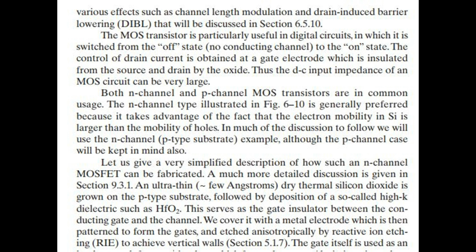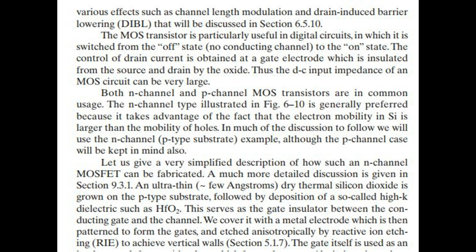The N-channel type illustrated in Fig 6.10 is generally preferred because it takes advantage of the fact that the electron mobility in silicon is larger than the mobility of holes. In much of the discussion to follow we will use the N-channel, P-type substrate example, although the P-channel case will be kept in mind also. Let us give a very simplified description of how such an N-channel MOSFET can be fabricated. A much more detailed discussion is given in section 9.3.1.